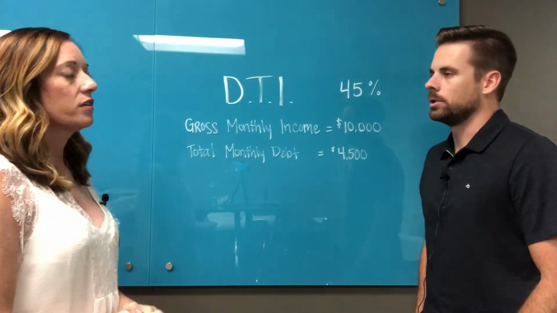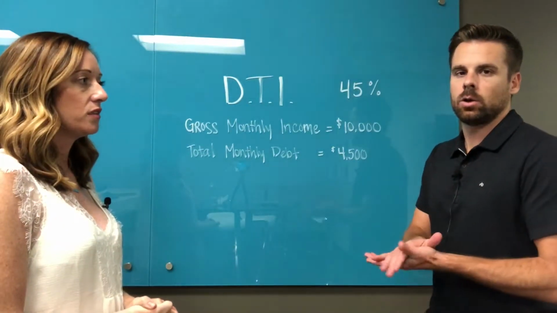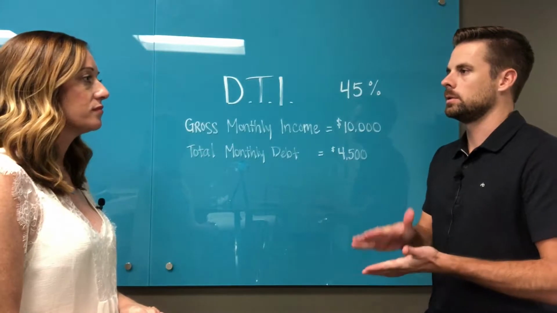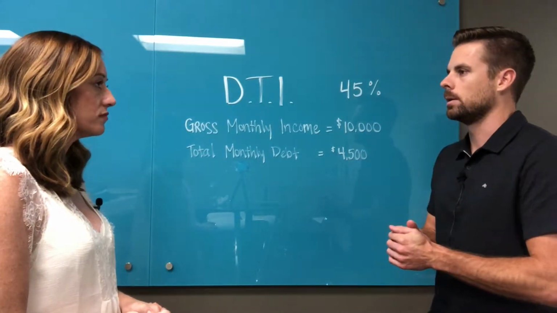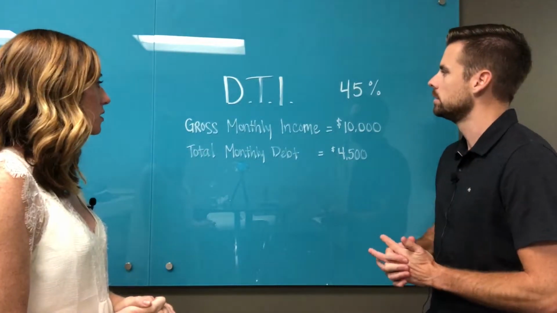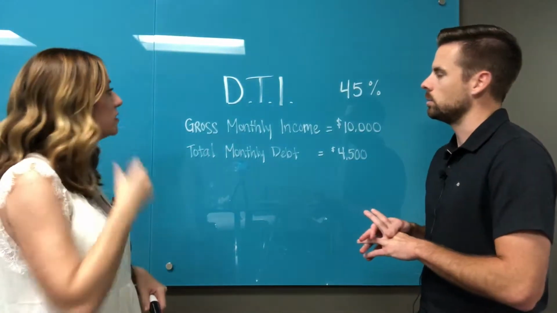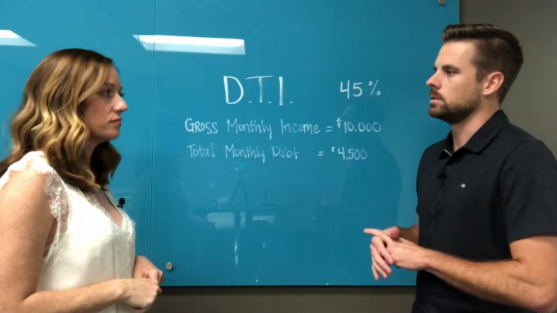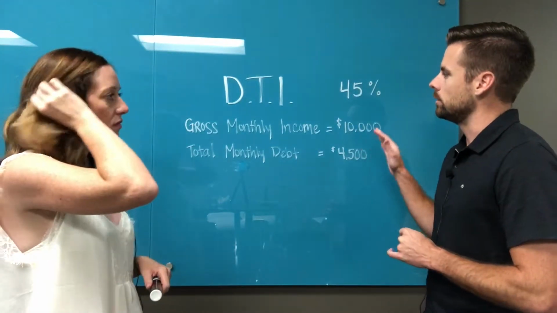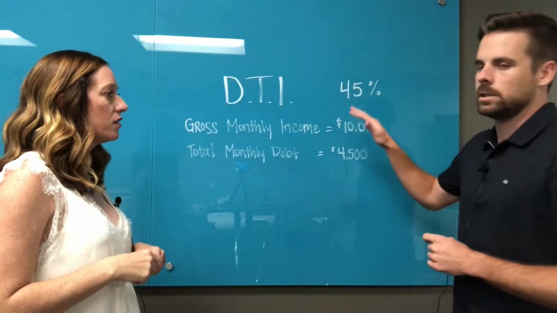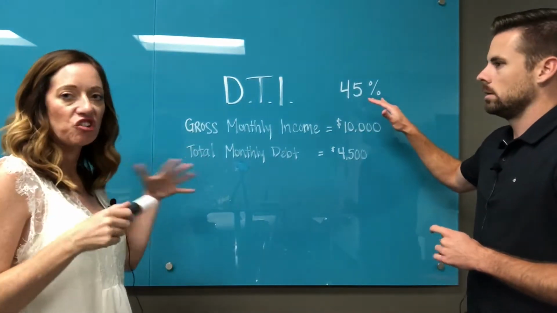Your debt to income ratio is the total amount of debt that you have on a monthly basis divided by your gross monthly income, so your income before taxes. I'm going to break this down as simply as possible. There's a lot more that goes into it behind the scenes, and there are different numbers involved, but for all intents and purposes, this is just a general idea.